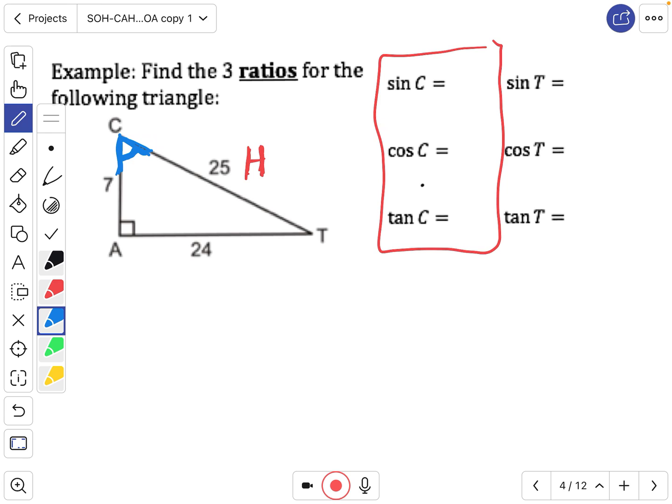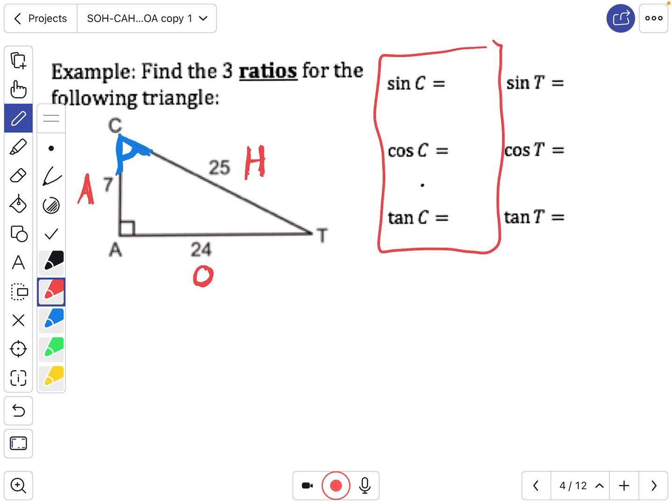Remember the angle that's given, which is angle C here, is always created by two sides, specifically the adjacent and hypotenuse sides. So that means the 7 there has to be the adjacent side, which means the 24, which is the furthest away from that angle, is going to be identified as the opposite, so we're going to use an O. So we've identified our three sides.